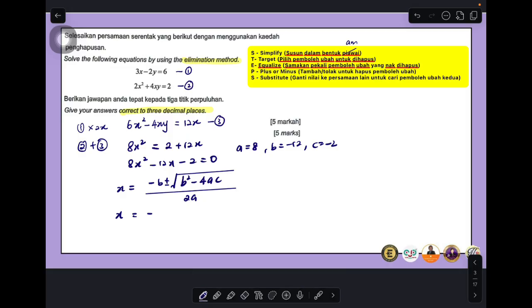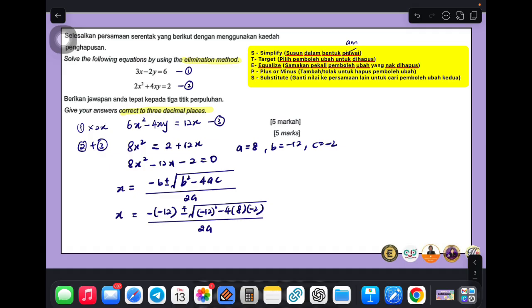Okay, so negative 12, plus minus. Make sure your square root must overlap everything, cover everything, don't go halfway. So negative 12 squared minus 4ac, over 2a. All right, so you're going to get 2 answers, one positive, one negative. After you substitute, now you can use your calculator to get the answer.